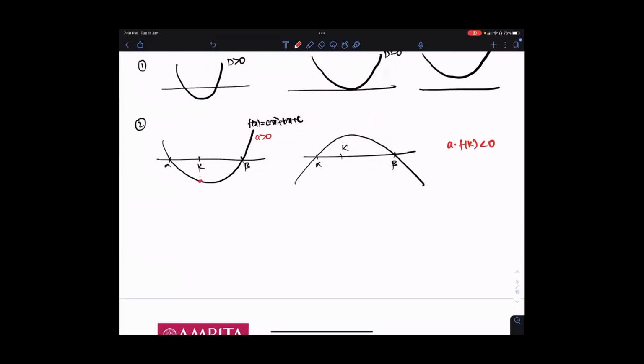It is below x-axis, no? Value of the function at k. Here a is negative, f of k is positive. So both will be opposite sign. That's why we are writing it like that.